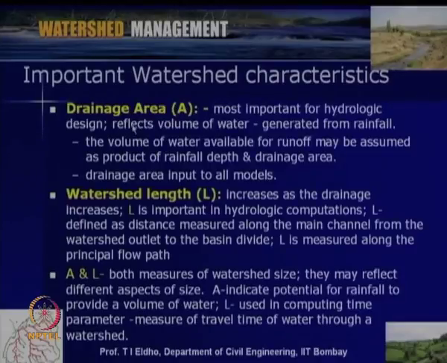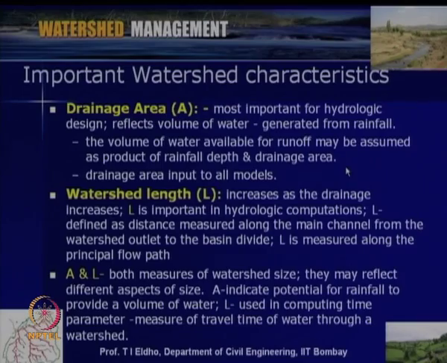This drainage area reflects the volume of water generated from the rainfall. For example, if 100 mm of rainfall takes place within a watershed, we can identify how much volume of water is available from this 100 mm of rainfall by considering the drainage area. Normally, the volume of water available for runoff may be assumed as the product of rainfall depth and the drainage area.